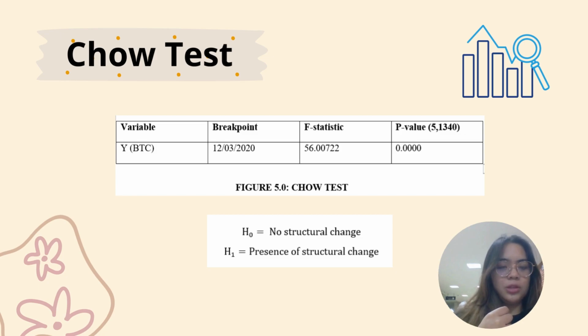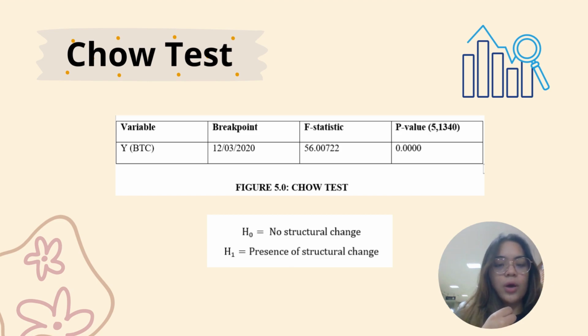So the breakpoint date for this sample, as indicated in figure 5.0 Chow test, is the 12th of March 2020, which indicates that the COVID-19 pandemic produced structural change in our data. The epidemic was at its worst in the first few months of 2020 and also generated a financial crisis that disturbed the Bitcoin market, making it erratic and unpredictable.